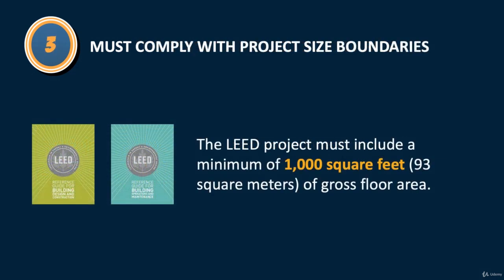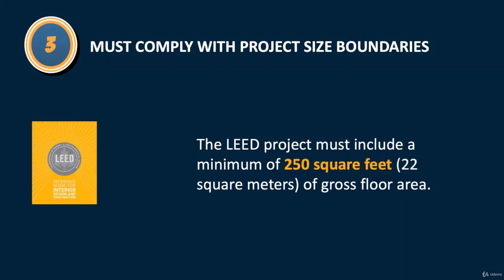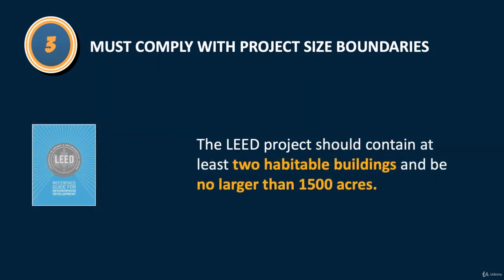Over to requirement number 3: must comply with the project size requirement. So all projects must meet the size requirements as follows. For LEED BD&C and LEED O&M, the LEED project must include a minimum of 1,000 square feet or 93 square meters of gross floor area. LEED ID+C, 250 square feet or 22 square meters of GFA. LEED neighborhood development should contain at least 2 habitable buildings and be no larger than 1,500 acres.